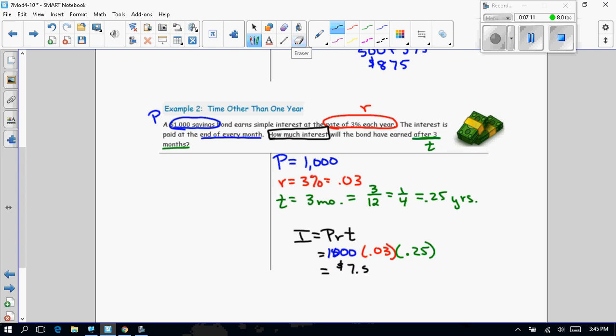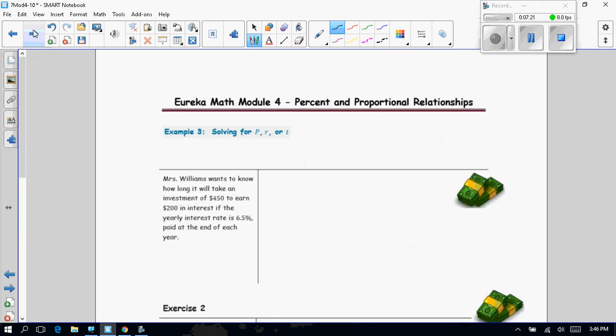$7.50. And you're like, wow, you made $7.50. Yeah, just sat there in the bank for 3 months. It's not so bad. Let's give number 3 a try.